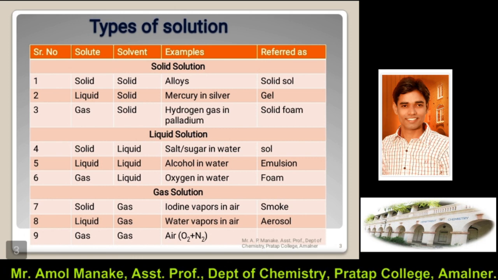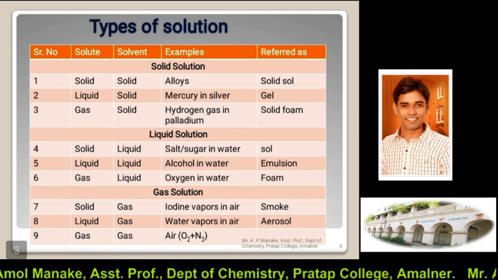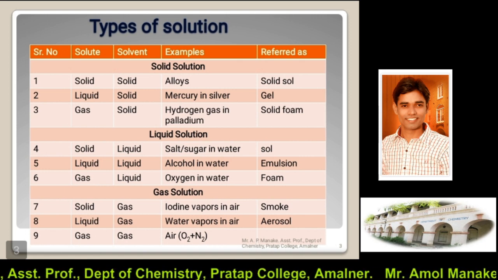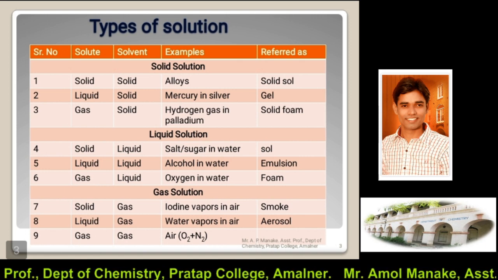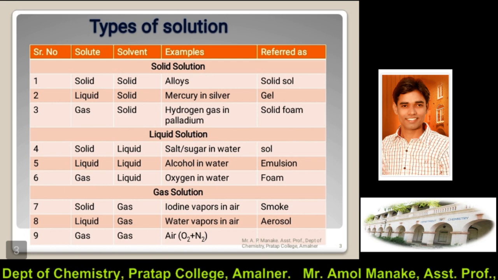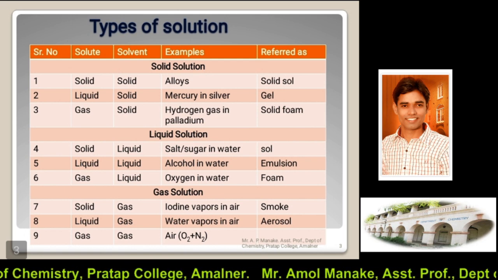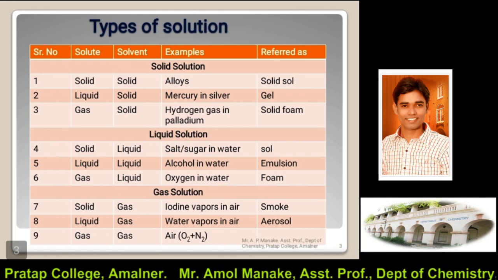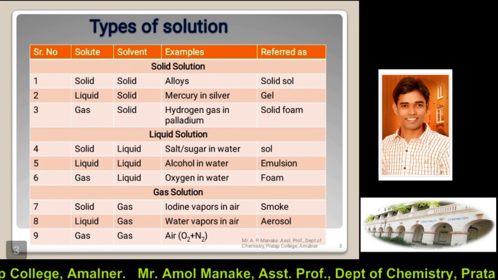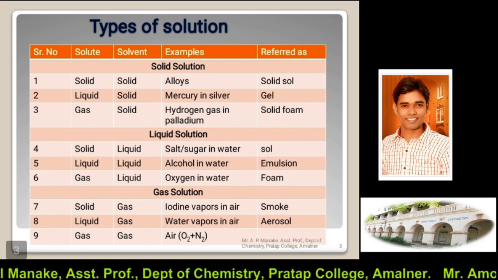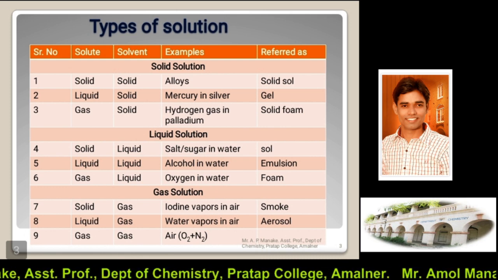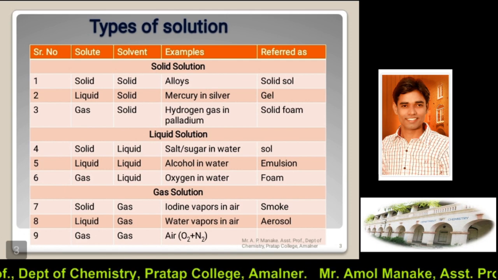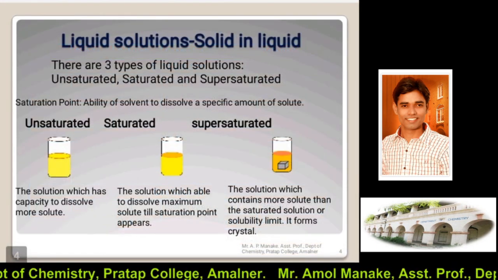Okay. Eighth type is liquid in gas. What is the example? Water vapors in air. Ninth type is gas in gas. Gas solute dissolved in the gas solvent. What is the example? The simplest example is air. Air contains different types of gases like oxygen and nitrogen. These are the 9 types of solutions.